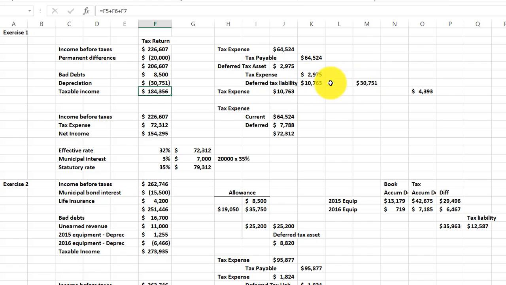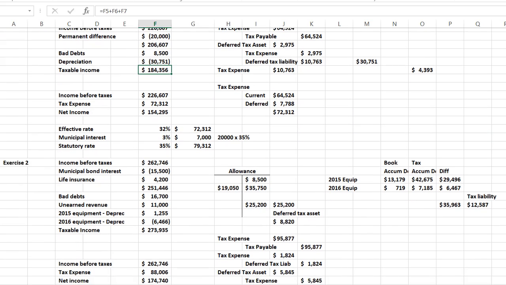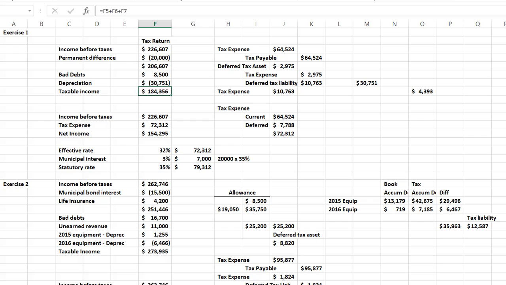Tax expense, deferred, all that good stuff, including our rate reconciliation, because our temporary differences haven't changed at all. So they're the same, and so the reconciliation is the same. Tax expense is still from over here in this calculation. So just a little more practice on this way of doing it.